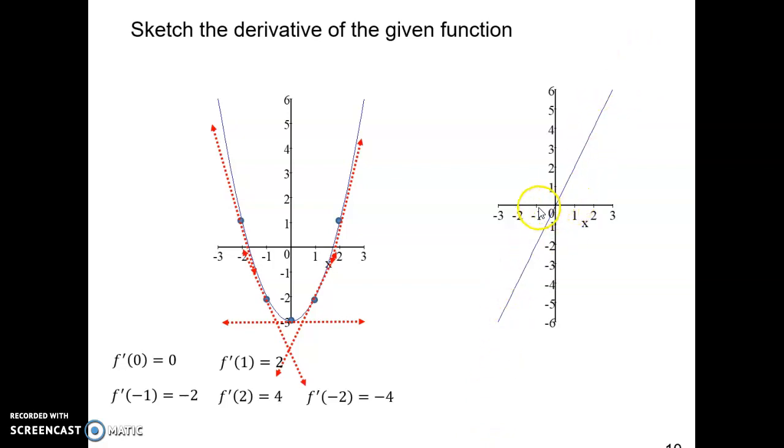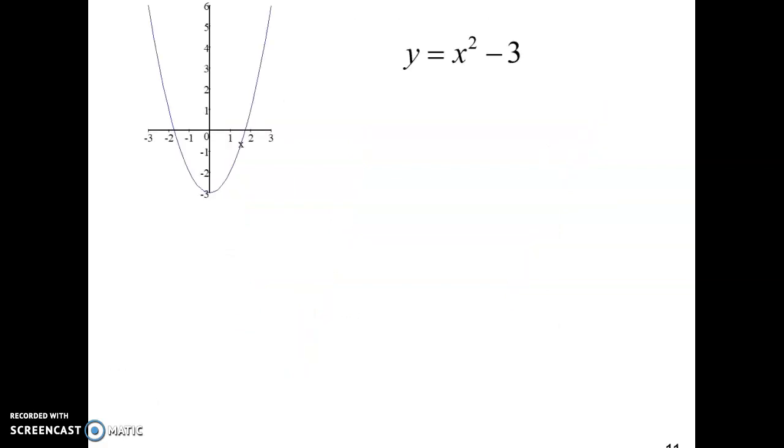0, 0, -1, -2, -2, -4, 1, 2, 2, 4, and then I connect those dots. This is a sketch of my derivative curve. Now, we just said a minute ago, it looks like that parabola looked like the function y equals x squared minus 3.